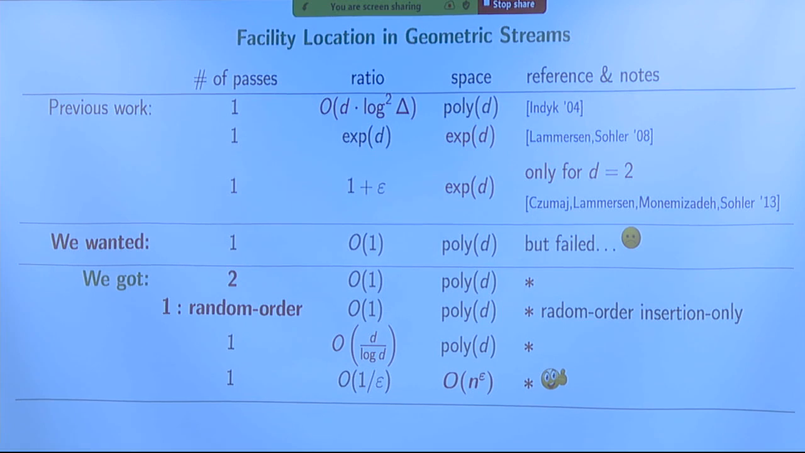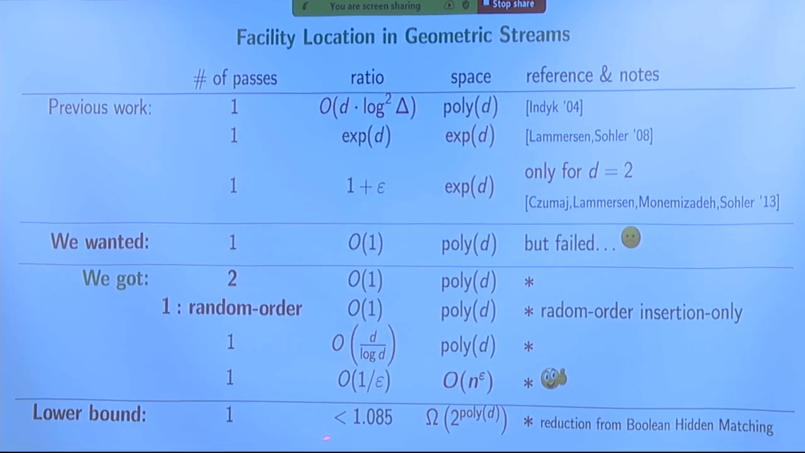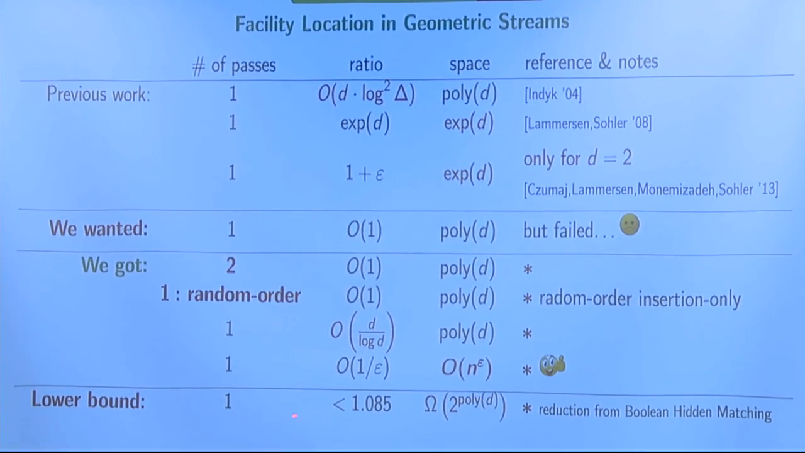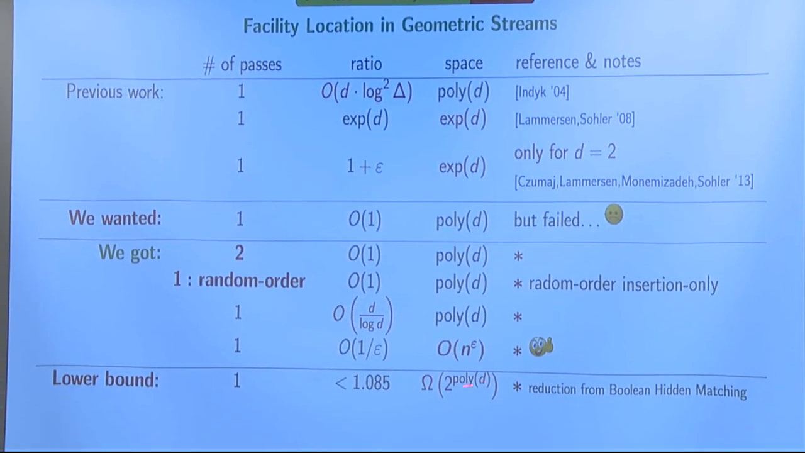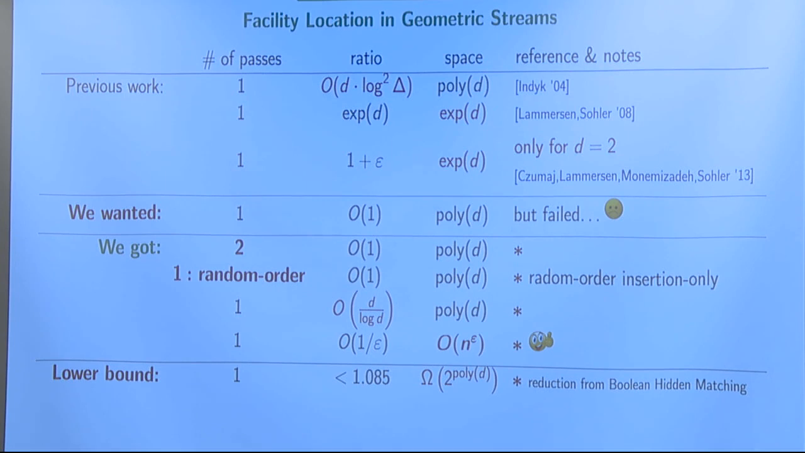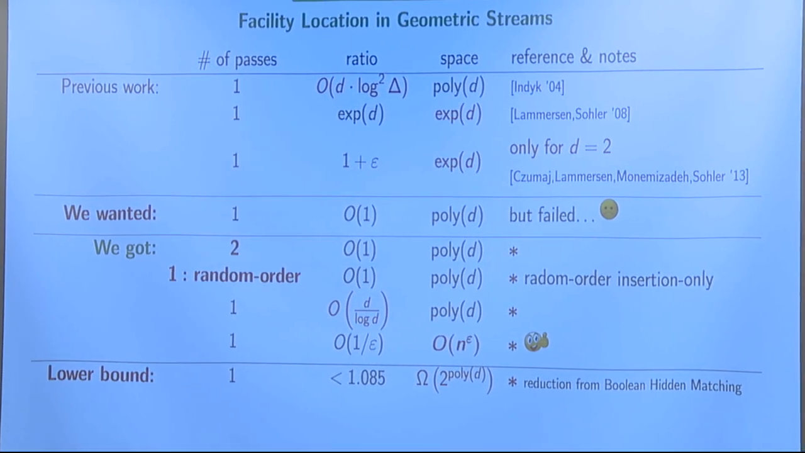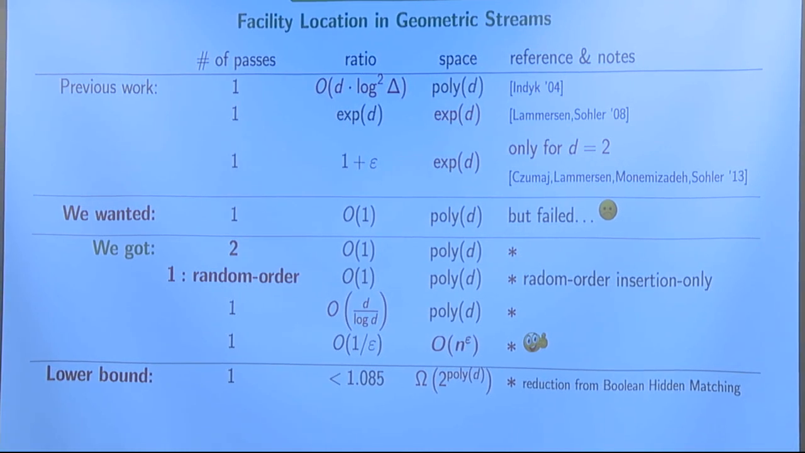Okay, so maybe you can ask, how far can we get? My answer is that I pretty much don't know. The only thing that we can prove is that some small constant approximation will require space exponential in D, which is using communication complexity. So maybe I will get into some details at the end.